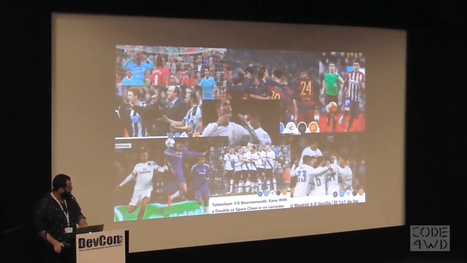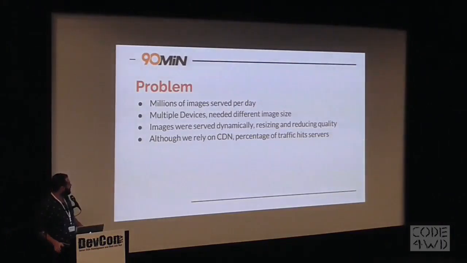As we scaled our infrastructure and the user amount grew, we hit a problem with our image service serving. Basically, because we have different platforms and different devices and different sizes, we wanted to optimize our image service to serve image dynamically for each device. So images were resized on delivery to accommodate different device sizes. Although we use CDN heavily, in peak times, a large percent of the traffic still hits the servers and causes a large amount of servers to spin up and even hold the system sometimes.